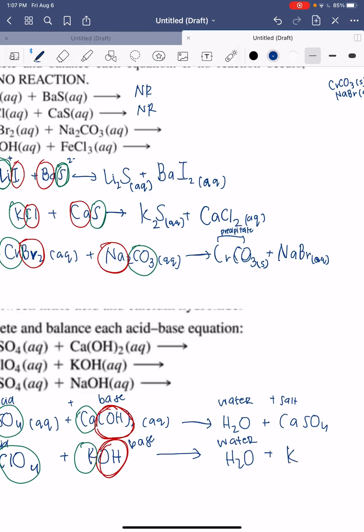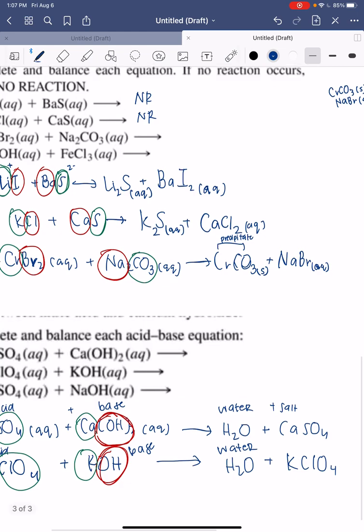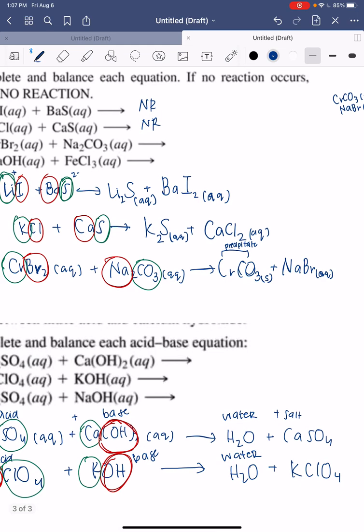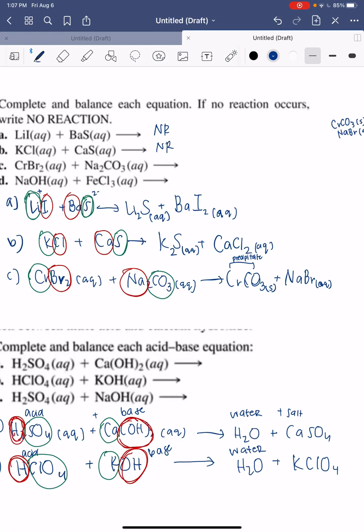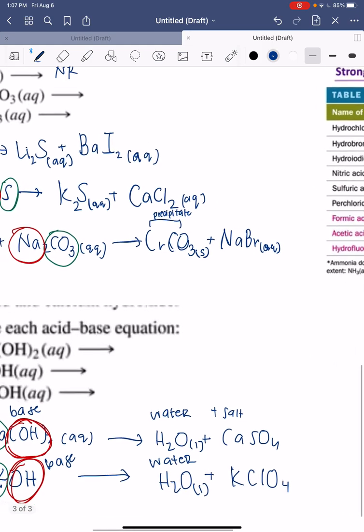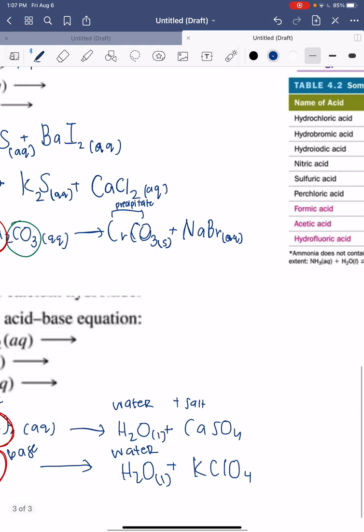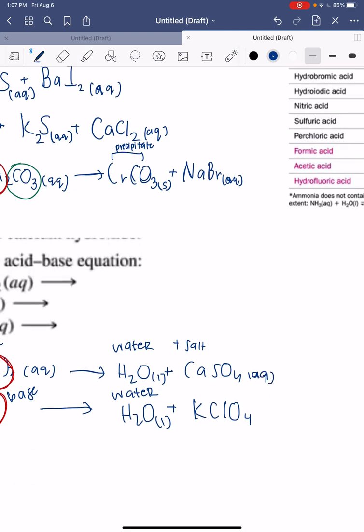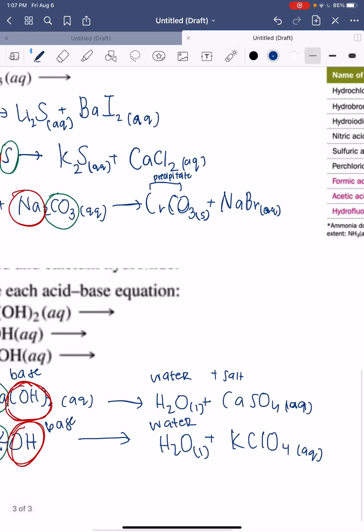In this case, it's KClO4. Sorry, this is perchlorate, I believe. Potassium perchlorate, if I have that right. Water is always a liquid. So you can, by default, write that L right there. And then your salt dissolves in water because it's an ionic compound. So you can always, by default, write the AQ, and you need those phases in there. That's important.